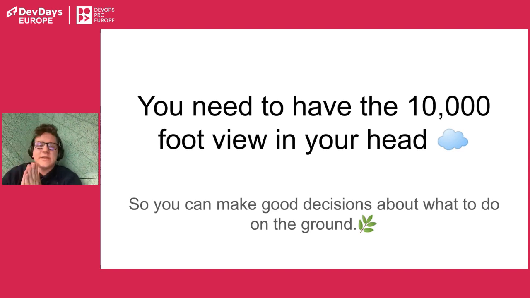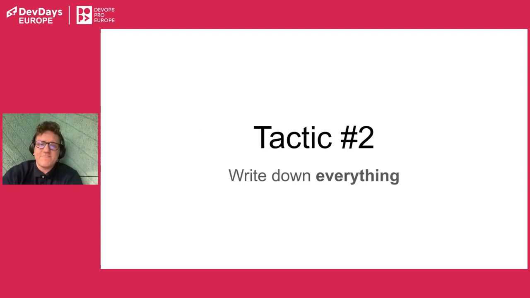So I really like this saying that you need to have a 10,000 foot view in your head, so you can make good decisions about what to do on the ground. And again, it actually relates to this big picture in mind, and making some decisions based on that. So know why something is not a good idea, give somebody context, and don't be afraid of shifting the direction into a different state of things.